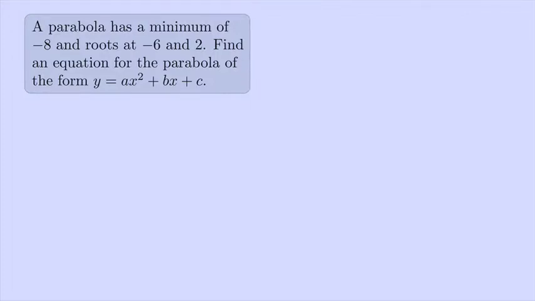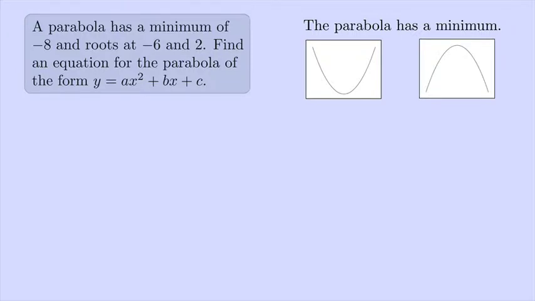A parabola has a minimum of -8 and roots at -6 and 2. Find an equation for the parabola of the form y equals ax squared plus bx plus c. Well, we know that the parabola has a minimum, so that tells us whether it opens up or opens down. And in this case, since it has a minimum, it opens up.